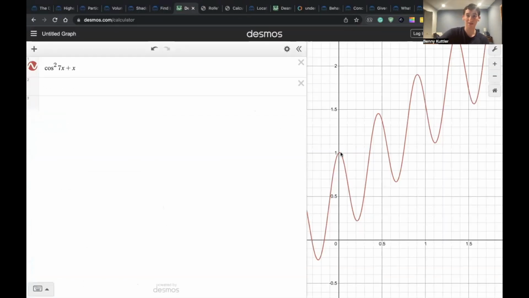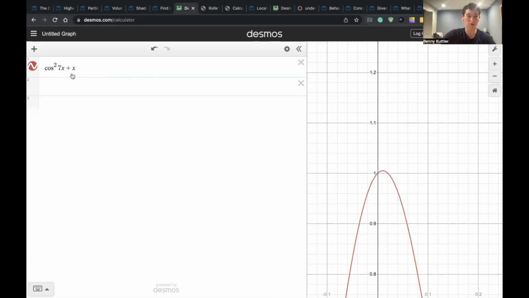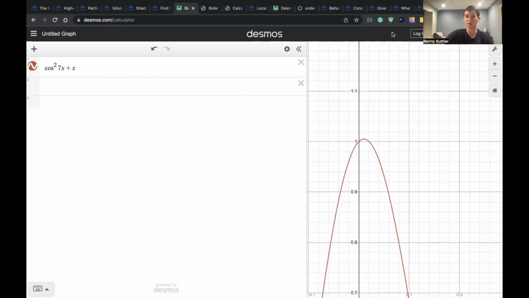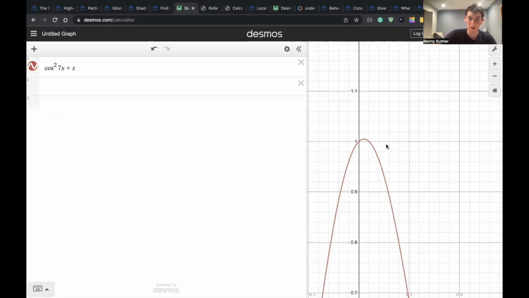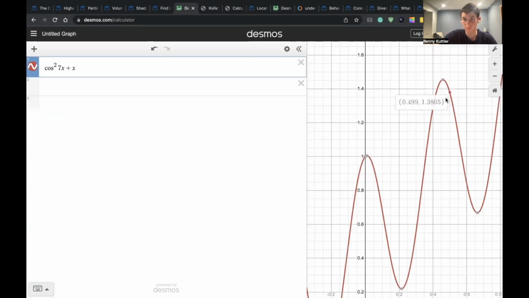We can use the fact that a derivative approximates a function at a point. So here we have cosine squared of 7x, and we're finding the linear approximation of this at x equals 0, then using that to find the value of the function at x equals 0.5. So we're trying to find this value around here. We're trying to find this without the graphing calculator.